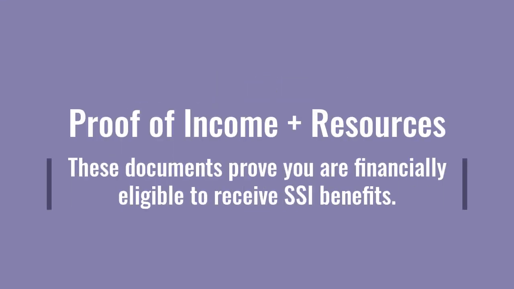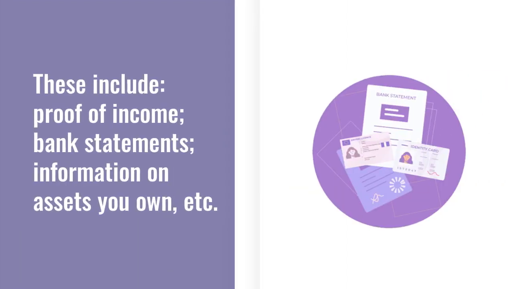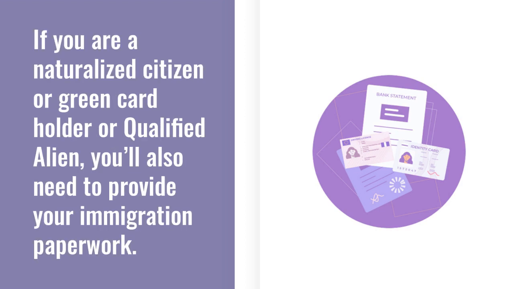Let's start with income and resources. These documents prove you are financially eligible to receive these benefits. These include proof of income, like pay stubs and tax returns for yourself and your spouse, bank statements, savings statements, information on assets you own, like a car or home, letters from friends and family members who provide you with financial assistance, rent or mortgage information, and life insurance policies with a cash surrender value. If you are a naturalized citizen or green card holder or qualified alien, you'll also need to provide your immigration paperwork.